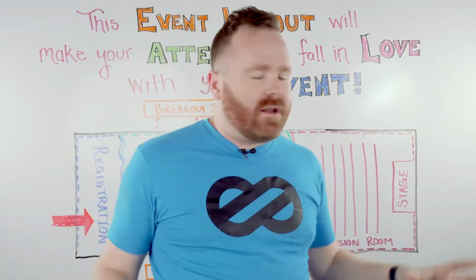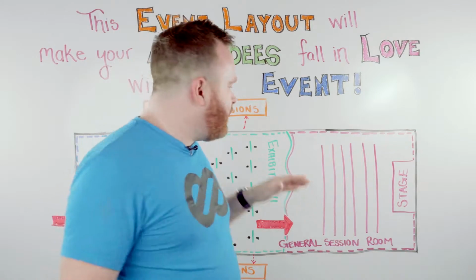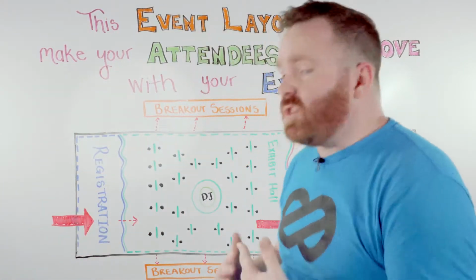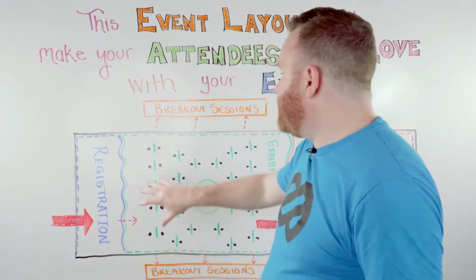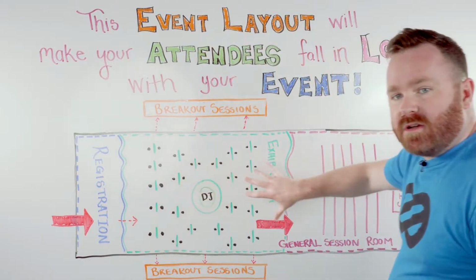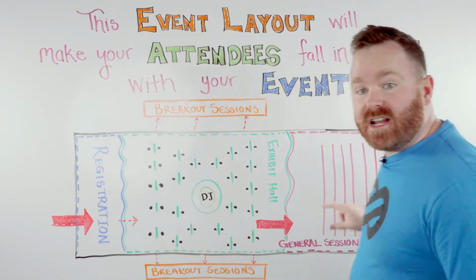Obviously, you can do that in a lot of different ways, right? Like you can do your normal general session, put a big drape and reveal it. But what I love about this layout, and why I think it's going to have attendees fall in love with your event, exhibitors fall in love with your event, and you fall in love with this, is that it requires every single person to walk through the exhibit hall in order to get to the general session.